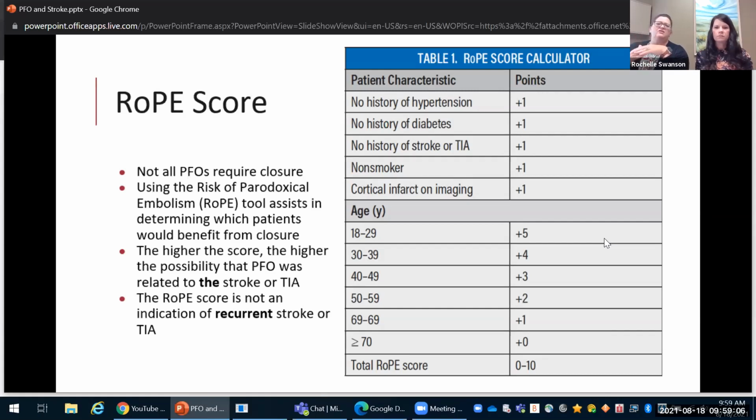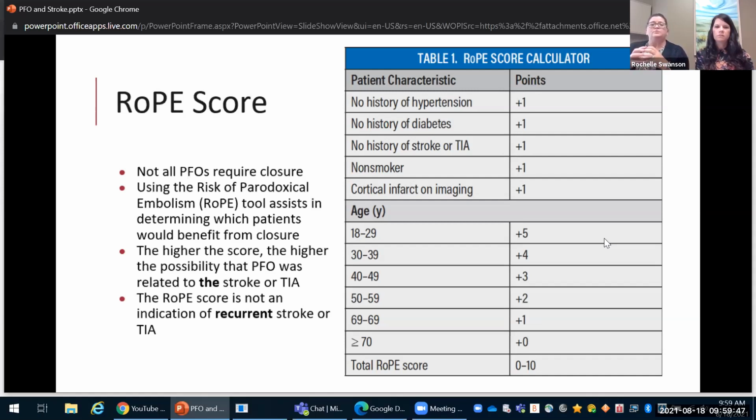If you notice on the scale, 18 to 29 gets the highest number, because most 18 to 29-year-olds should not have a stroke, because generally they shouldn't have all these other risk factors. However, we are finding that that's not necessarily the case anymore. But as you age, you end up having less of a chance that that PFO is related to your stroke. So Rochelle, being in her 30s, having just had a birthday the day before, she would have scored 4 points for her age. And that helps them to determine if that PFO is directly related to the stroke or if it is just an incidental finding.